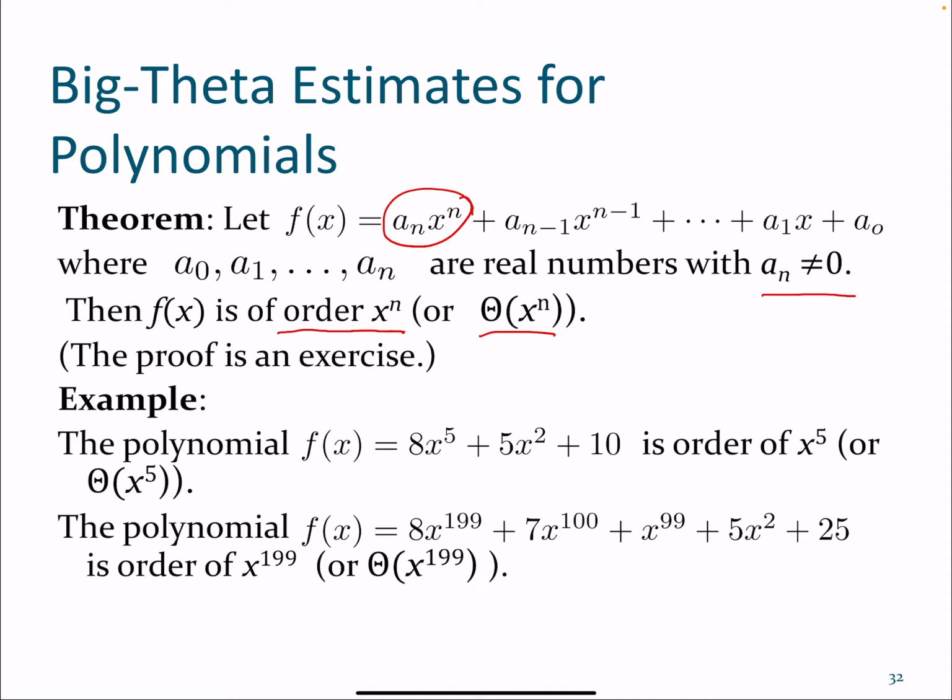For example, very easy, f(x) equals 8x to the 5 plus 5x squared plus 10 is of the order of x to the 5. And for the next example, this polynomial is of the order of its leading term, x to the 199.